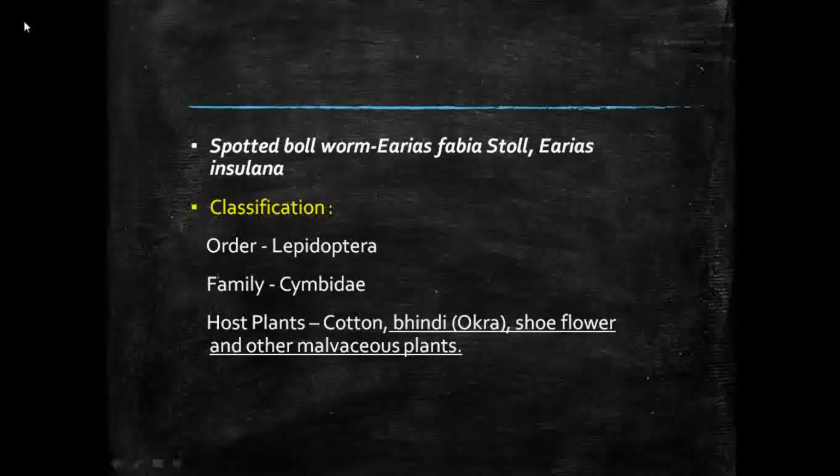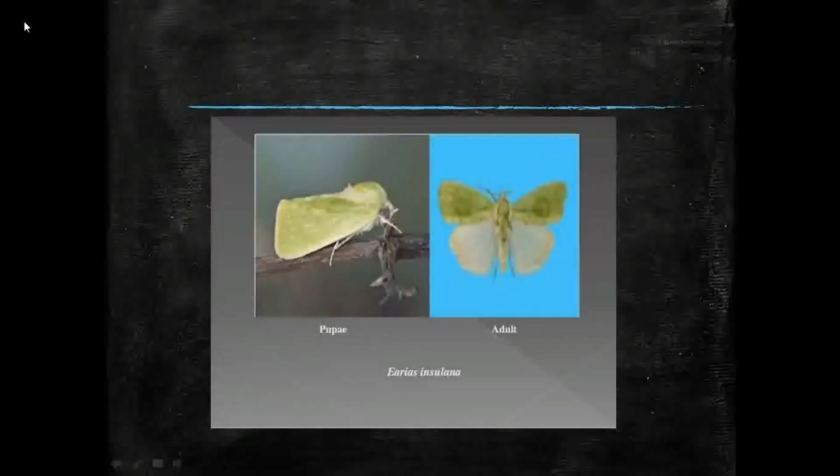The other host plants on which this bollworm is also found are bhindi and shoe flower and other malvaceous plants. So along with the cotton, it also infests bhindi or okra, that is ladies fingers, and shoe flower and other malvaceous plants. So these are the photographs of Earias insulana, the pupae of this pest and the adult form of the pest.